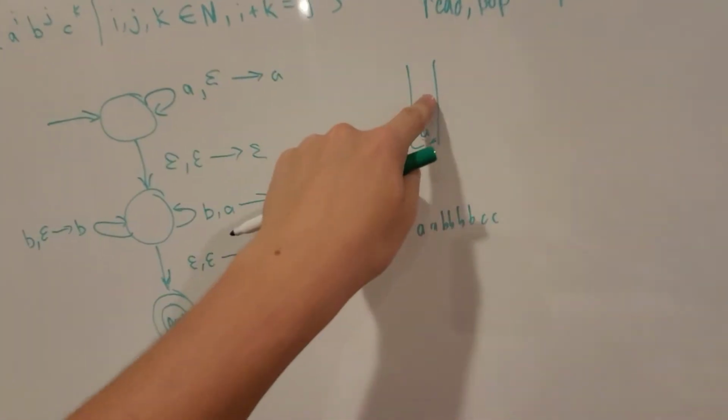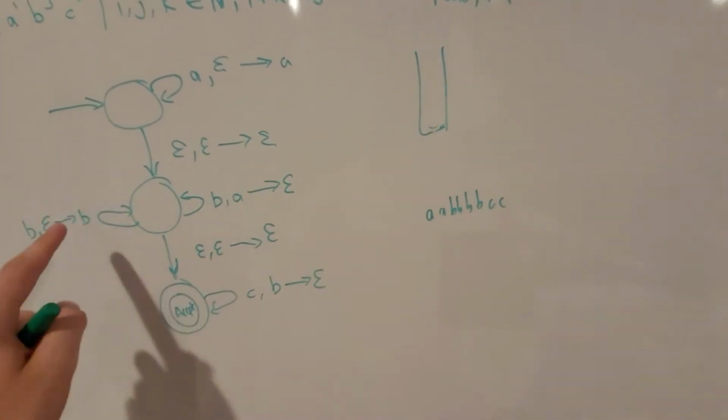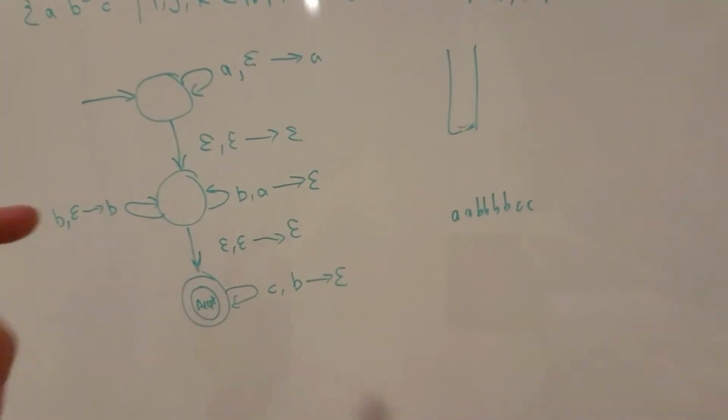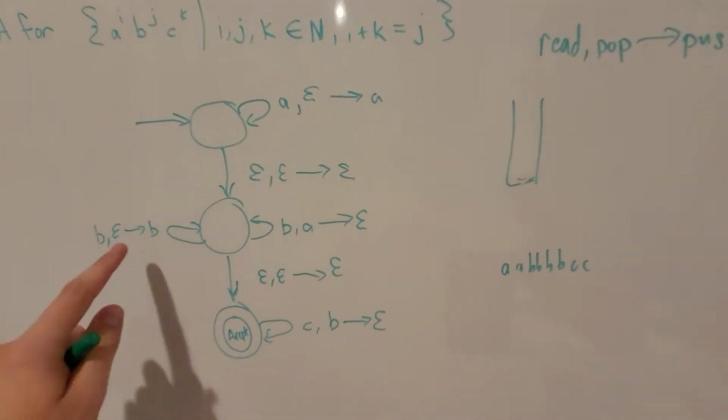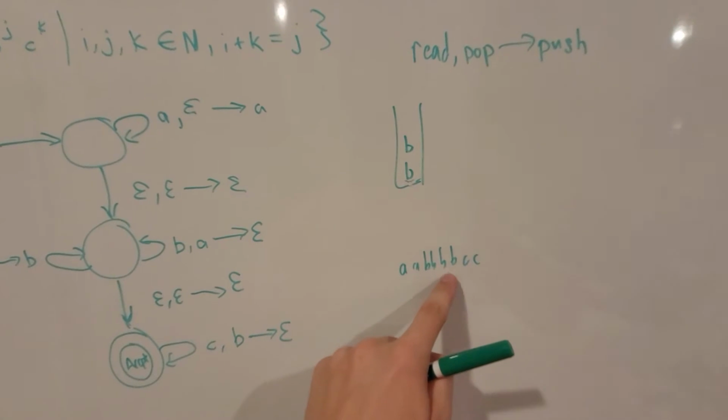Read a B, let's pop an A. Read a B, let's pop another A. Oh, we still got two more B's. So let's read a B. Pop nothing, add the B back. Do that again. So we read our two B's.